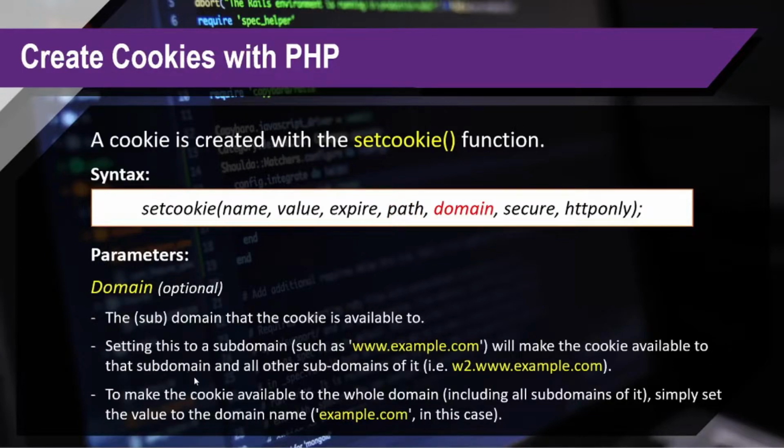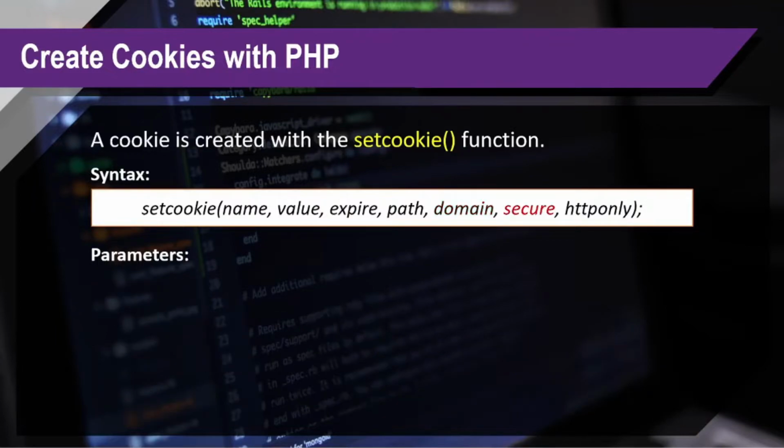Setting this to a subdomain, such as yung www.example.com, will make the cookie available to that subdomain and all other subdomains of it. So to make the cookie available to the whole domain, including all subdomains of it, simply set the value to the domain name, which is yung example.com lang. Okay, so optional lang naman siya, guys. So you can just leave that one.